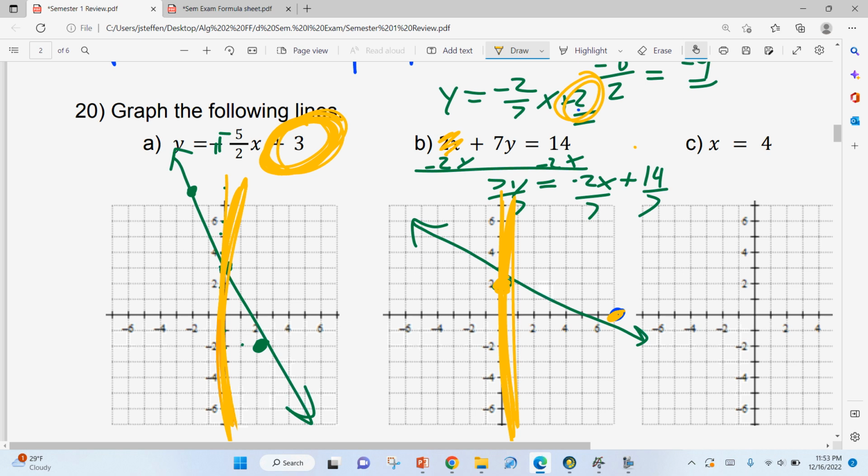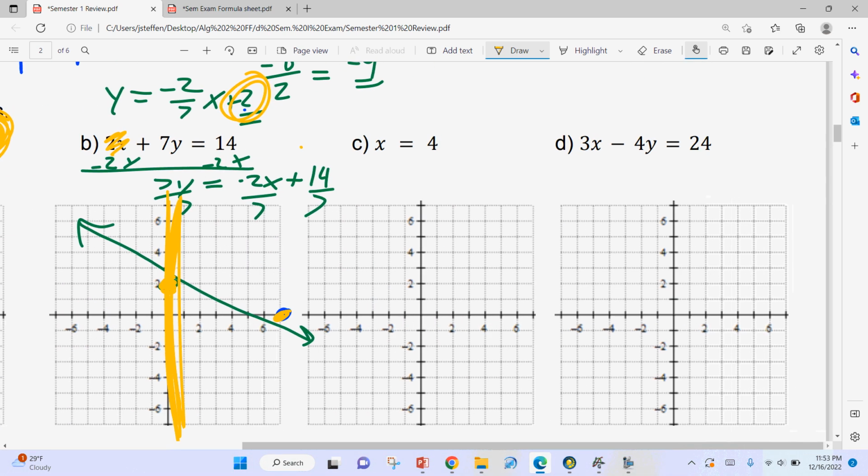Again, there's surprisingly the amount of people that still are saying, oh, this one's positive 3, and they put it right here. No, that's the x-intercept. That's not going to get you points. X is equal to 4. Remember, if it's y is equal to a number, that is a horizontal line. X is equal to a number is a vertical line, so that is this line.